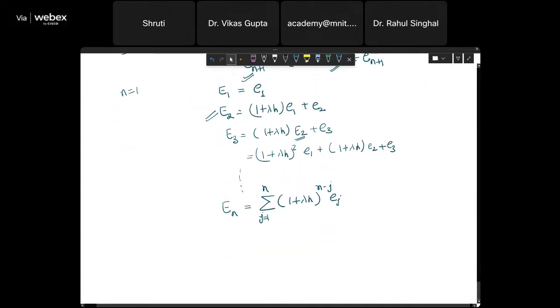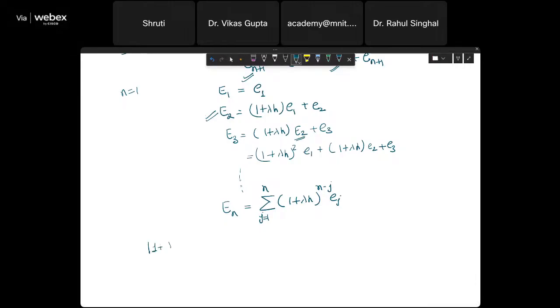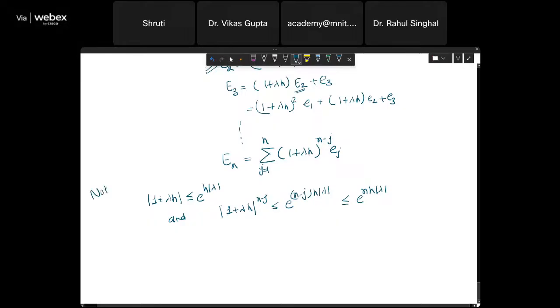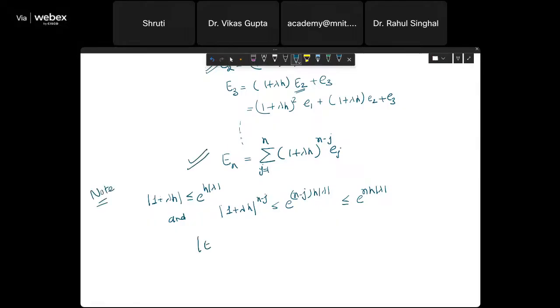So for that, first note down a few things. First of all we know that mod of 1 plus lambda h is always less than or equal to e to the power h mod lambda. H is positive, so that's why I'm keeping it outside the modulus. So from here, what we get is (1 plus lambda h) to the power n minus j will be less than or equal to e to the power (n minus j) h mod lambda, which is further less than or equal to e to the power nh mod lambda. So this inequality we first note, then with the help of this we will now estimate the global truncation error.